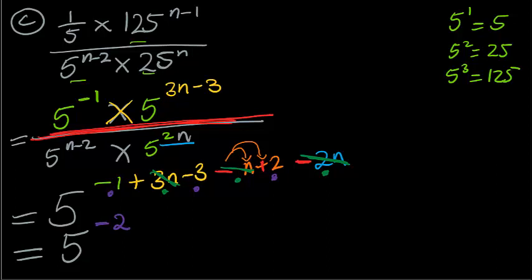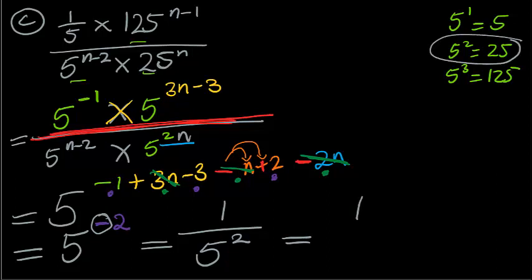If I simplify that further, let's just deal with the minus sign. So this becomes 1 over 5 to the power of 2. And then 5 to the power of 2 is 25. So it is 1 over 25 as a final answer.